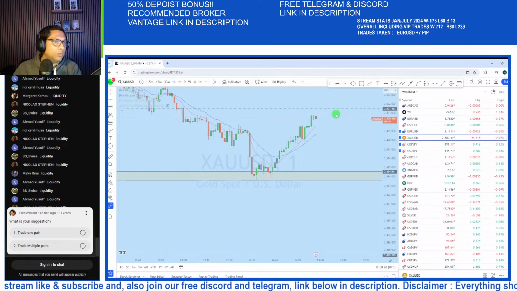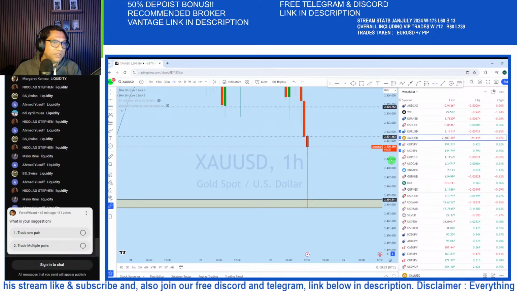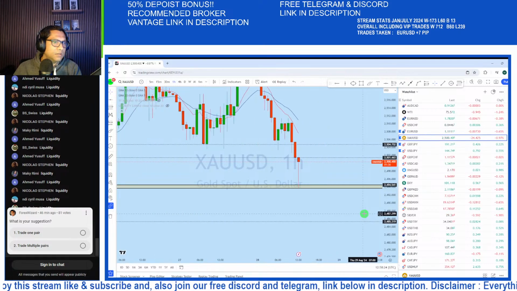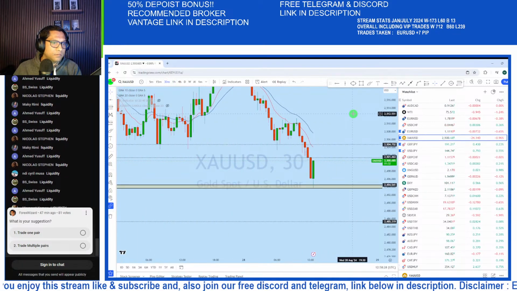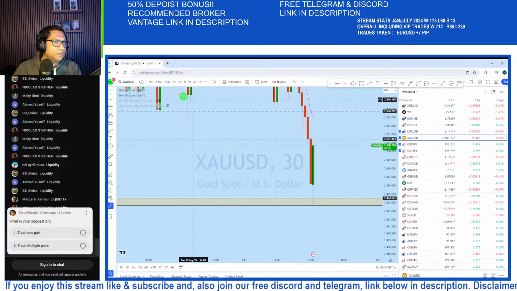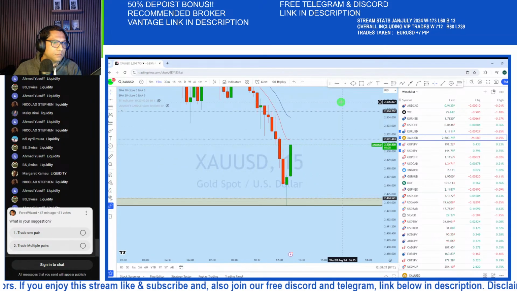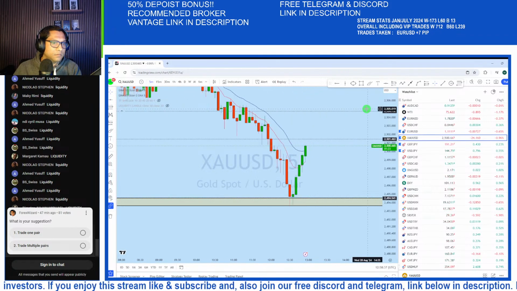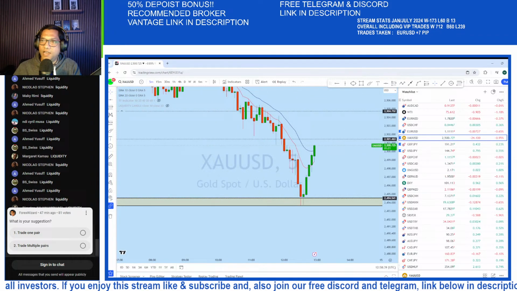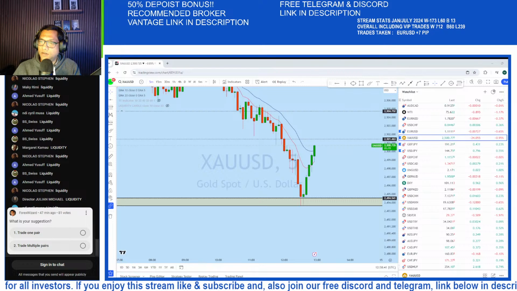So gold is almost at the 1 hour resistance. We might find an entry on gold very soon. Let's see.